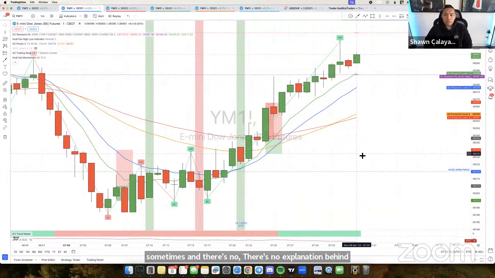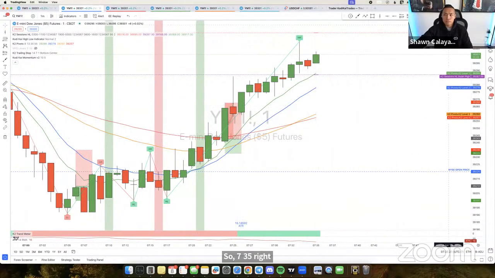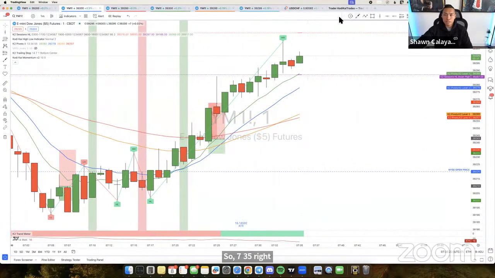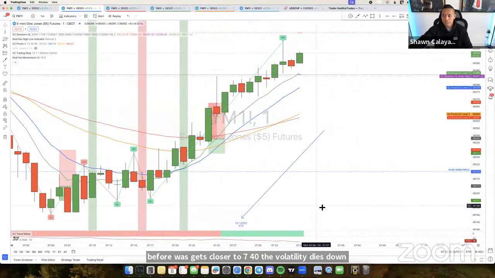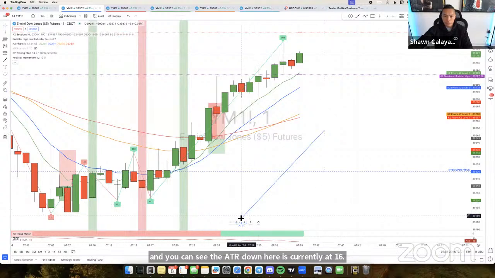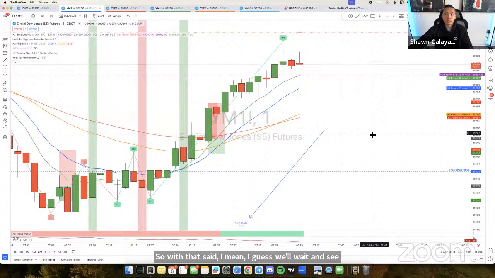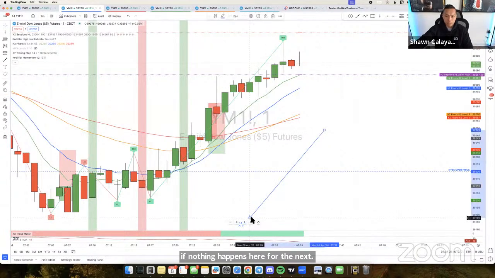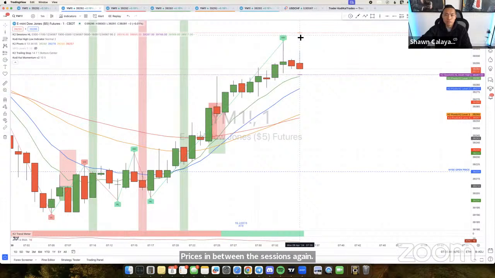So it's 7:35 right now. As you guys can see, like I mentioned before, once it gets closer to 7:40, the volatility dies down, and you can see the ATR down here is currently at 16. So with that said, I guess we'll wait and see what happens over the next couple of moments. But if nothing happens for the next couple of minutes, then we're probably gonna wrap it up. There's no other entries available. Price is in between the sessions again, so I don't think there's going to be any other entries coming up anytime soon.